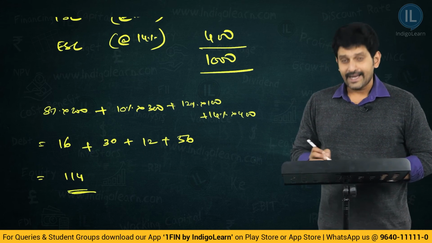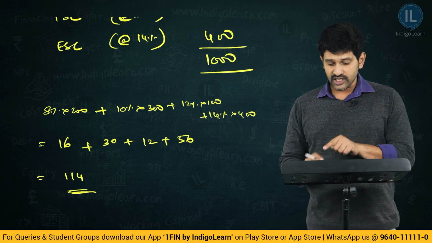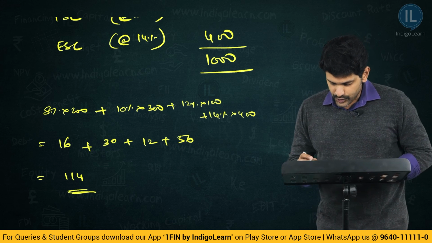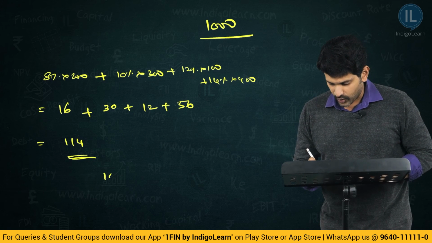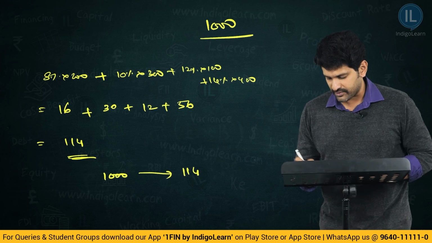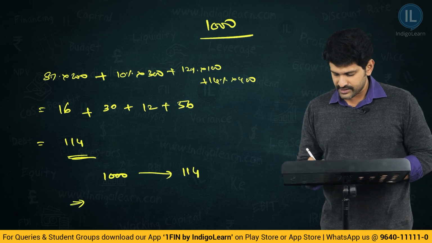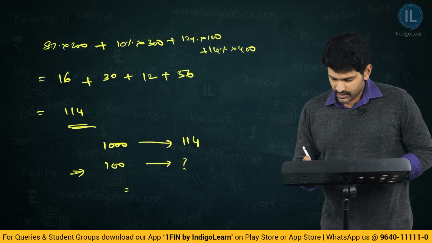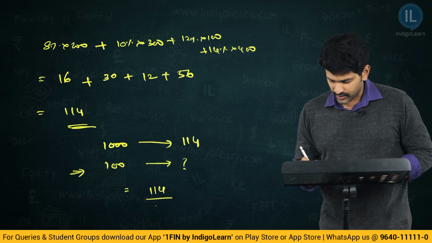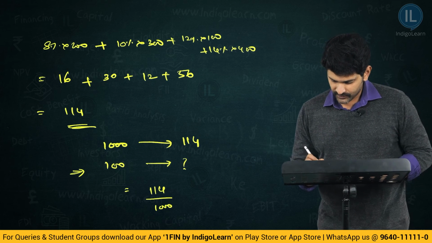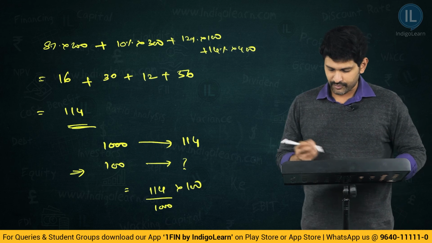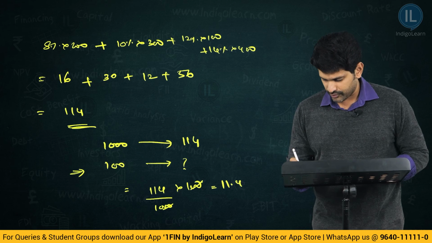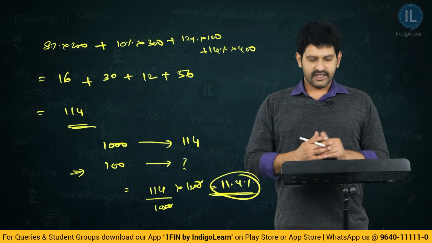Now what is this? This is the total cost. Total cost for how much? This is 114, though it is in 1000, we are writing, refers to 1000 only. So, for 1000, the cost is 114. Implies for 100, it is how much? Simply 100 into 114 by 1000. Now, 2 zeros cancel, that is 11.4%. That's all, game over.